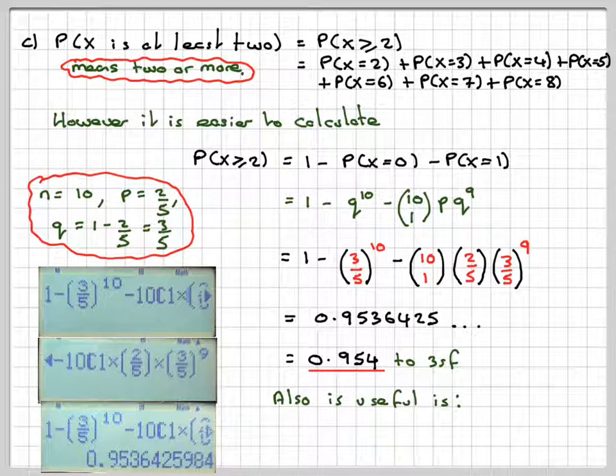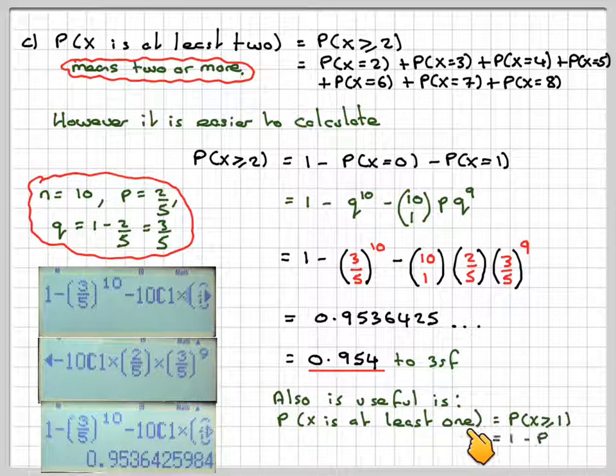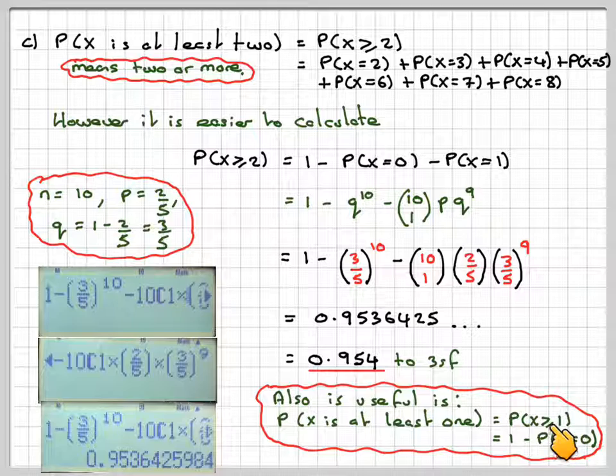Also useful is this. The probability that x is at least 1 is the probability that x is greater or equal to 1, and can be found by 1 minus the probability that x is equal to 0. Another quick way of doing that type of problem. Okay, this has been a video to show you how to calculate probabilities using the binomial distribution. I hope you've understood, and I thank you very much for watching.